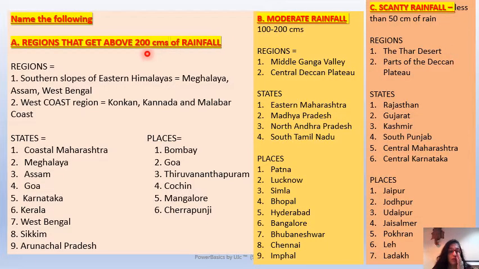Okay. Name the following regions that get above 200 centimeters of rainfall. Southern slopes of the eastern Himalayas, which includes Meghalaya, Assam and West Bengal. The west coast region, Konkan, Kannada, Malabar coast, and then you will learn these names. Moderate rainfall: Ganga Valley, Central Deccan Plateau, which has these states. And scanty, very little rainfall: the Thar Desert is the first thing for you, and parts of the Deccan Plateau. And learn up these names.